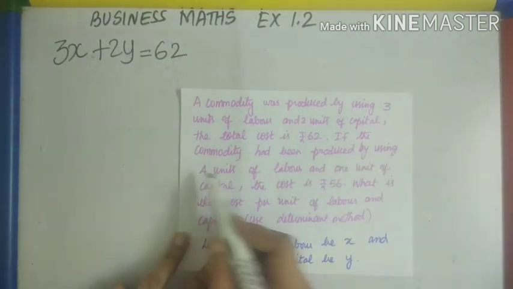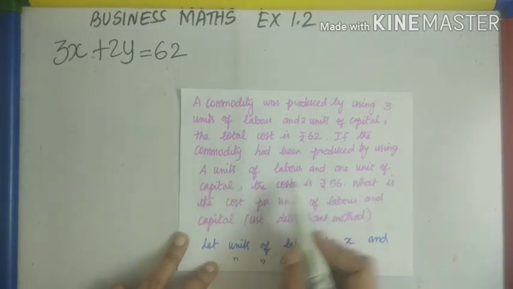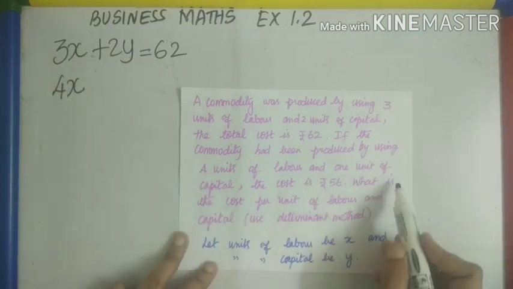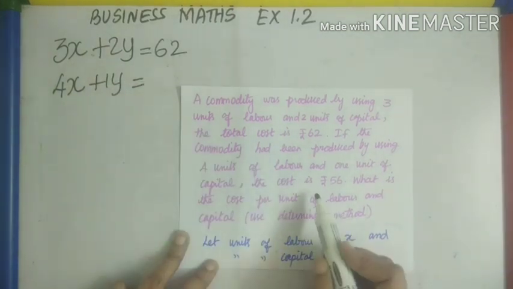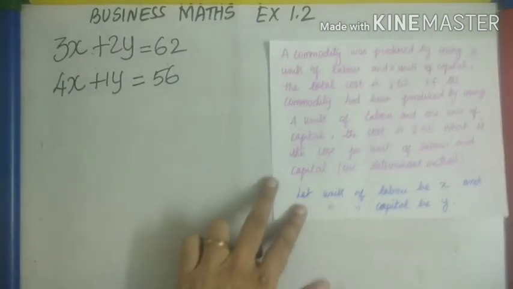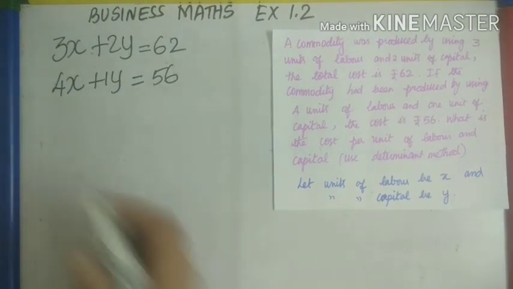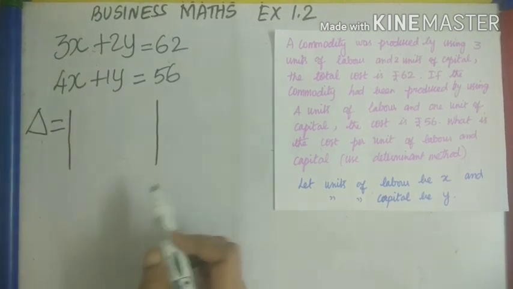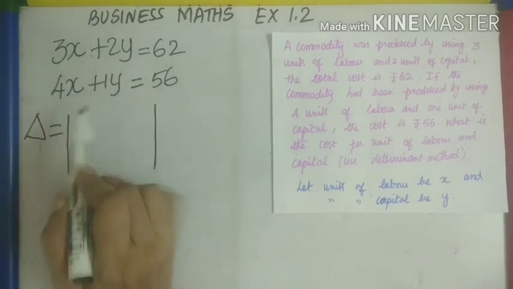If the commodity had been produced by using 4 units of labor, that means 4x. And 1 unit of capital, that is 1y, equals the cost is 56. So we have 2 equations in 2 unknowns. Now let me find out del. How to calculate del? We write only the coefficients of the LHS. 3, 2, 4, 1.